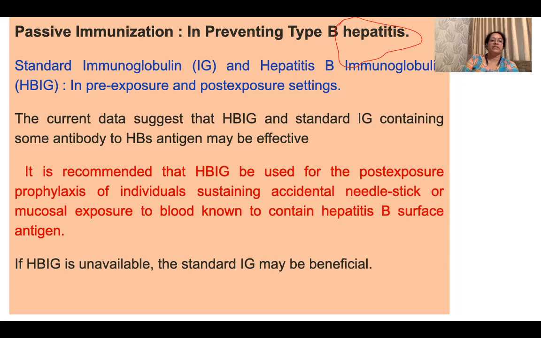For example, in the case of a fetus, accidental needle stick injury is not considered, but when an HBs positive mother gives birth to the offspring, at that time there is a requirement for this type of passive immunization. If HBIG is unavailable, the standard IG may be beneficial.